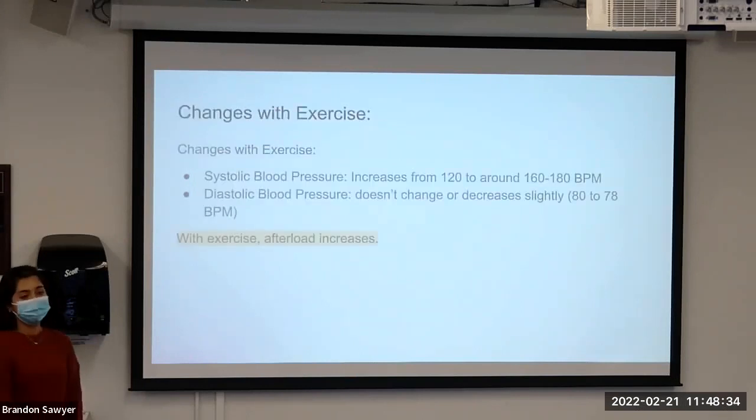Okay, so for changes with exercise, at rest, the normal blood pressure is around 120/80. But as exercise increases, we see a really big increase in the systolic blood pressure. It goes from 120 to around 160 to 180. And then the diastolic blood pressure either doesn't change or decreases slightly, from around 80 to 78. So because of the major increase in systolic blood pressure, the afterload increases with exercise.